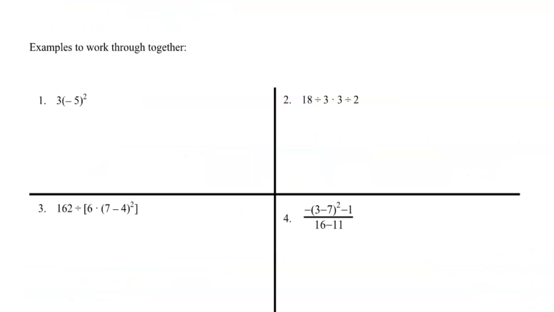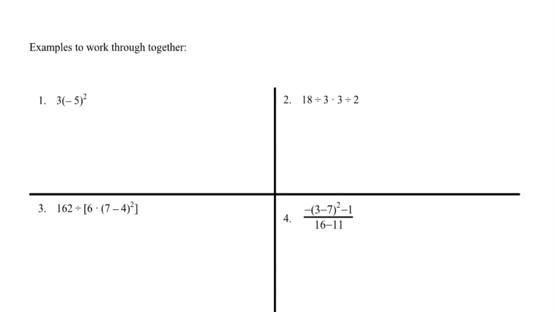All right, so in this problem, we're looking at 3 times parentheses negative 5 close parentheses squared. And when we think about GEMS, we're looking at groupings. Well, really, it's kind of a grouping because of the parentheses. It has the negative in there. It just says the negative happens inside. Can't do anything with that. So now we're just going to go ahead and apply what comes after groupings.